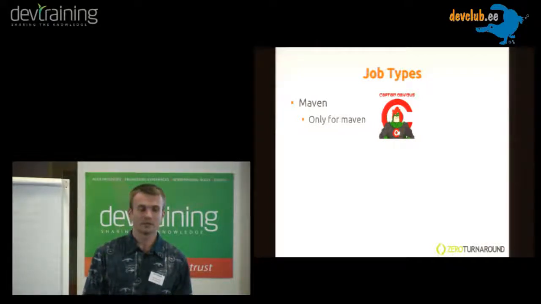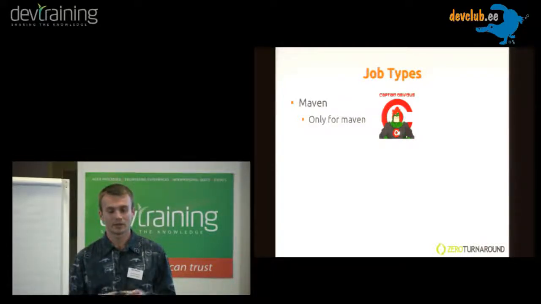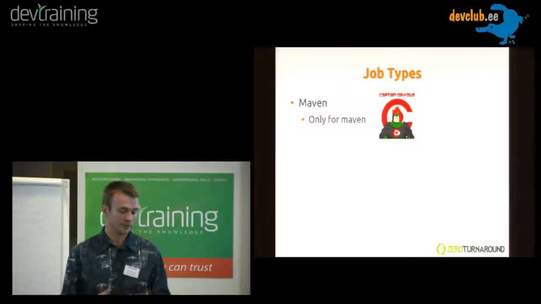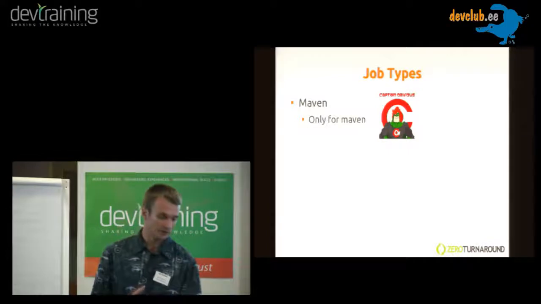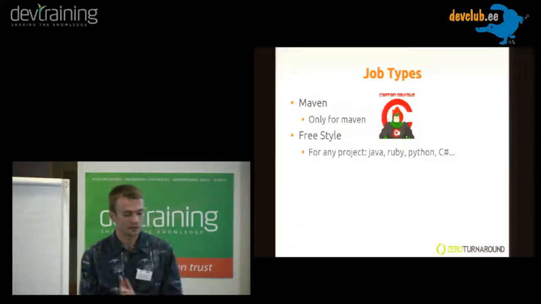Jenkins can read POM XML, and you don't have to configure some things that otherwise you should have configured. So it gives some more automation. There is freestyle job type also.